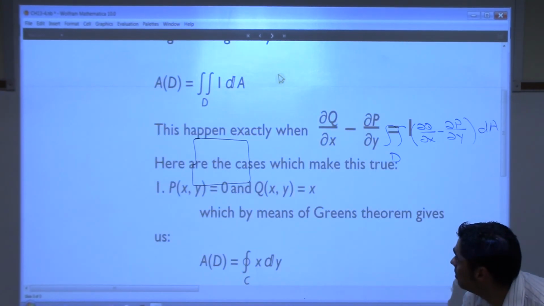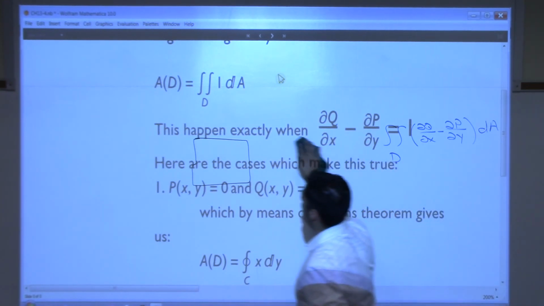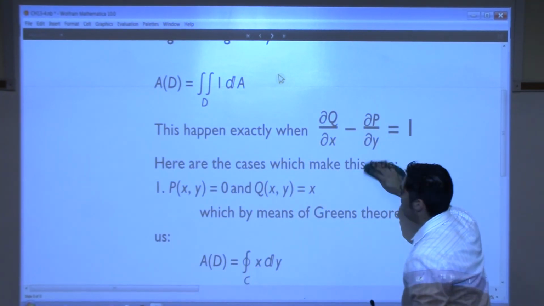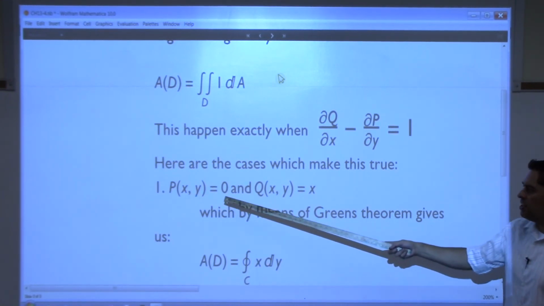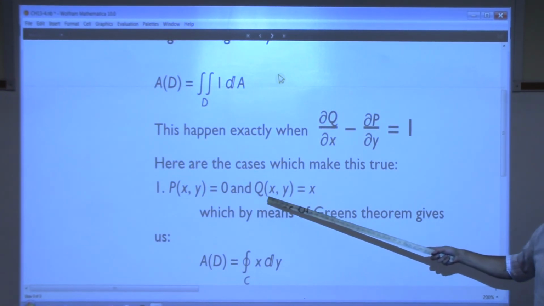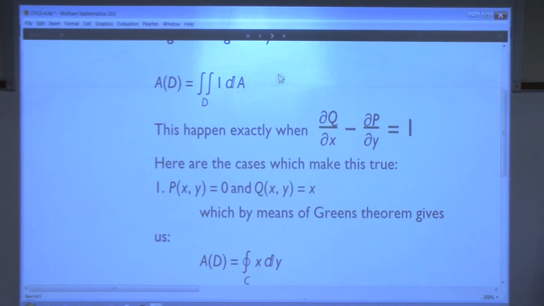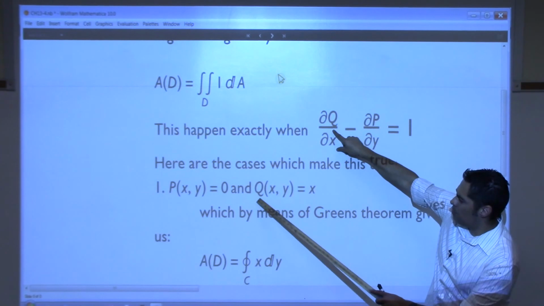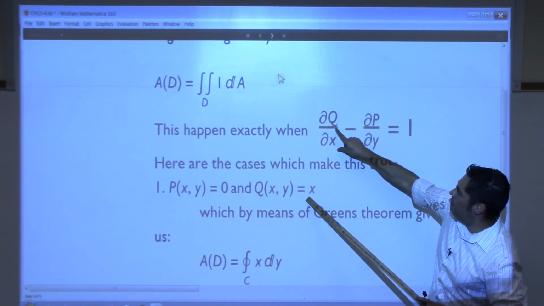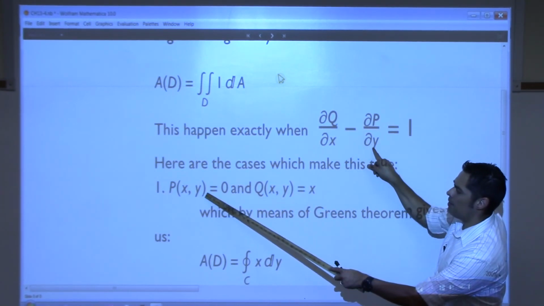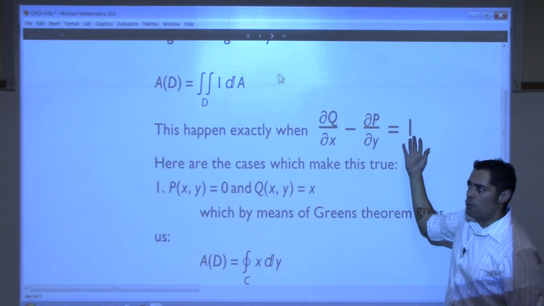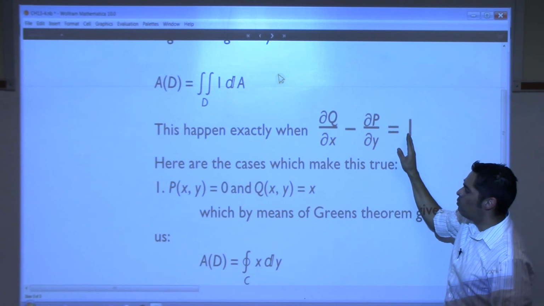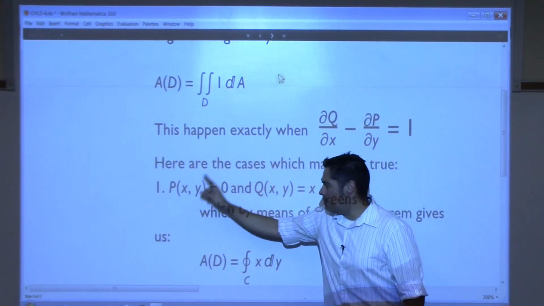Well, there's a couple of different scenarios. Let's look at this case. What if I tell you that the p function is 0 and the q function is x, right? So what would the partial of q with respect to x be? 1 minus what's partial of p with respect to y? 0. And 1 minus 0 would be 1, right?